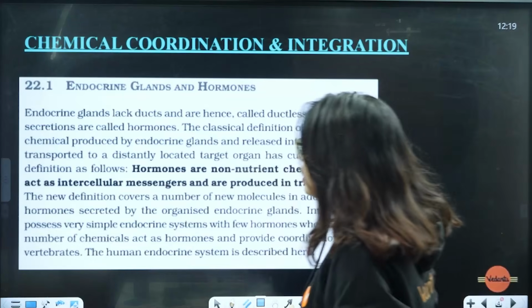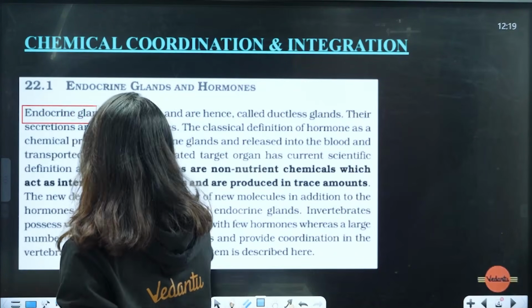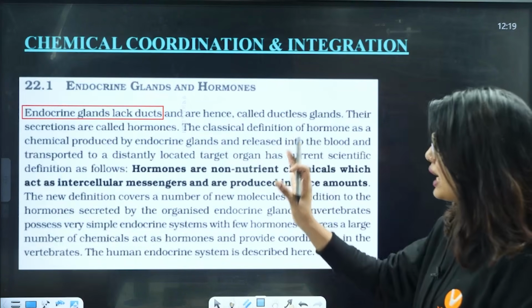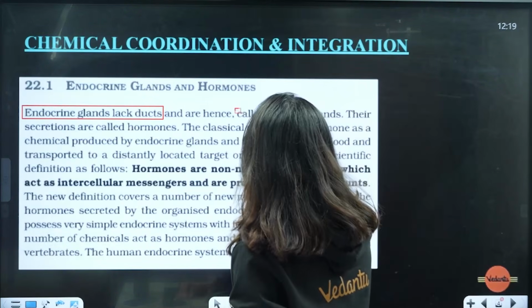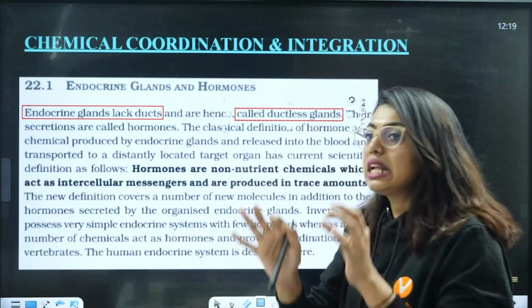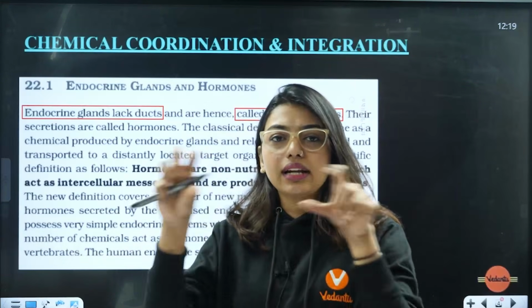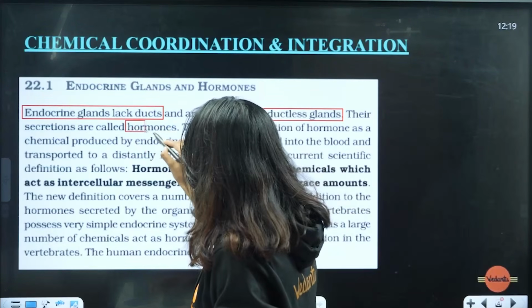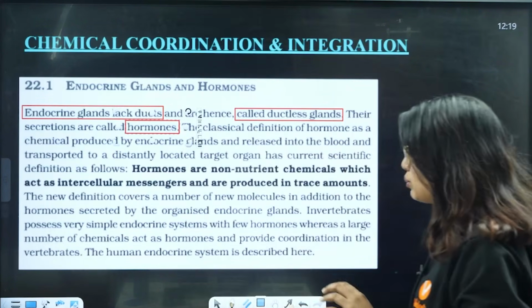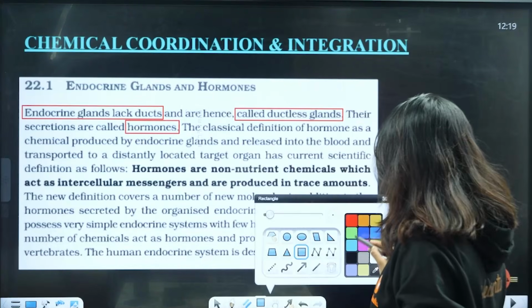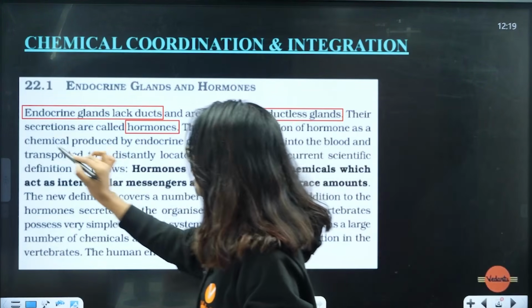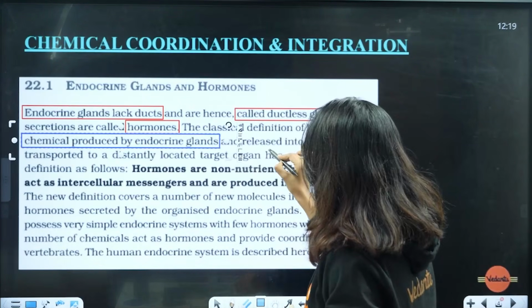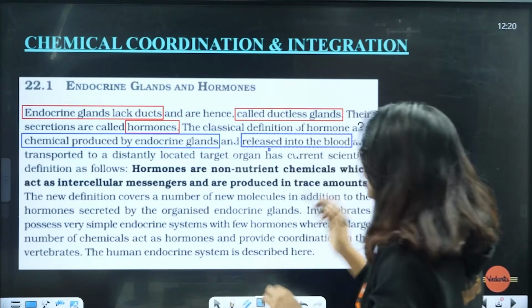Okay, now endocrine gland students, these lack ducts. Ma'am, we already know this, because you already made us understand it in animal tissue. So endocrine glands lack ducts and hence they are called ductless glands. Okay, a gland without ducts is what we call a ductless gland. Their secretions are called hormones. The classical definition of hormone: hormones are chemical products by the endocrine gland and released where? Because they do not have ducts, last time I told you they are released into the blood.